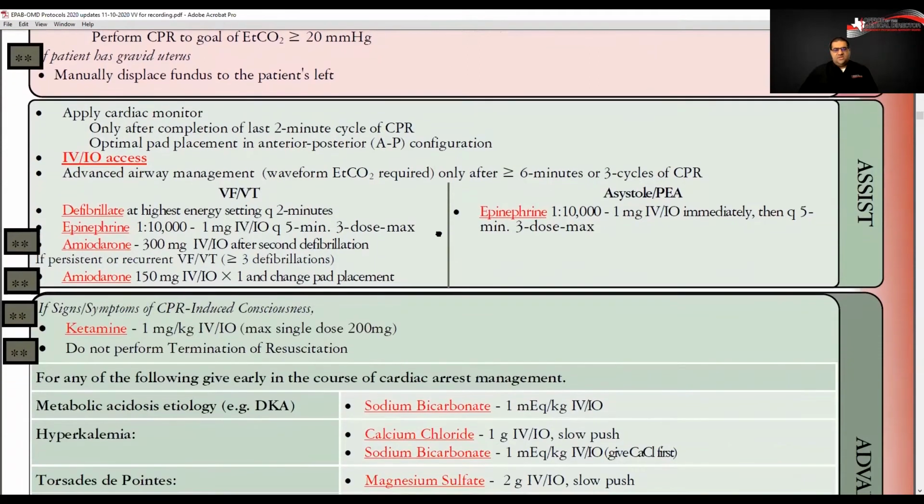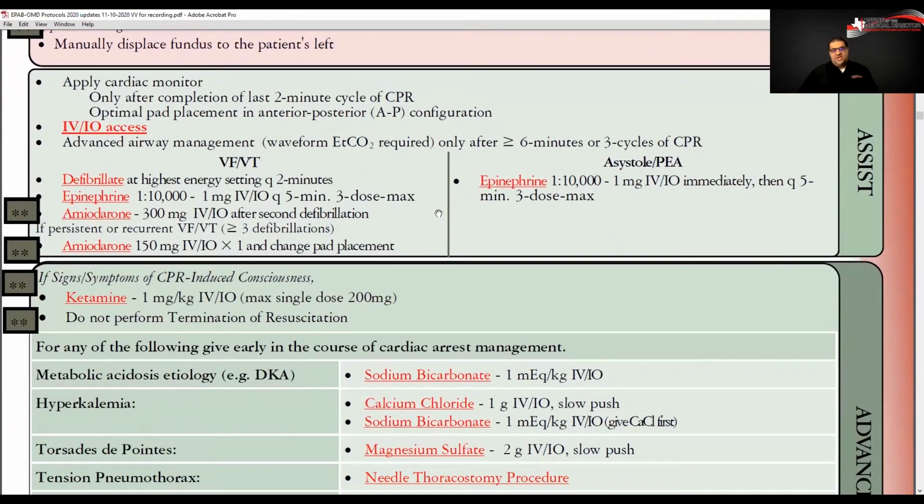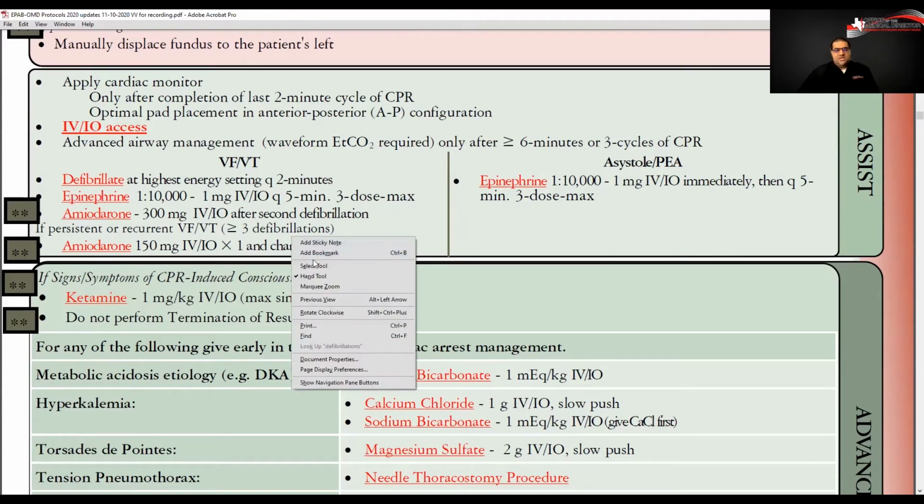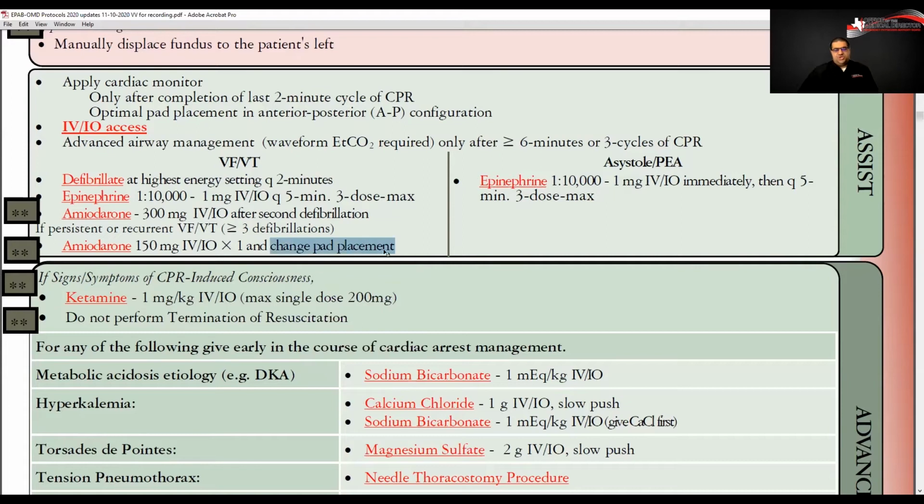At the assist level, what we've done is really, again, qualified that 3 defibrillations is the definition for someone in persistent or recurrent VF or VT. And there's a few things that happen there. One, obviously, you give your second dose of amiodarone. But secondly, we talked about this change in pad placement.